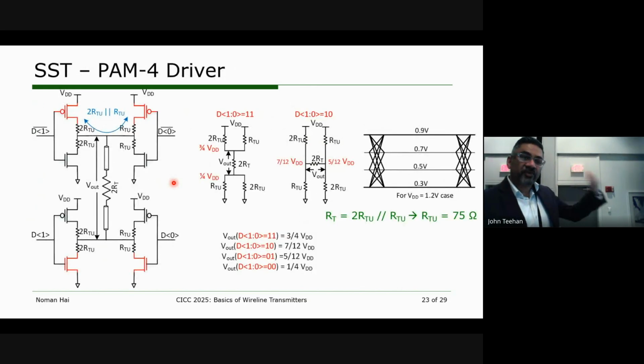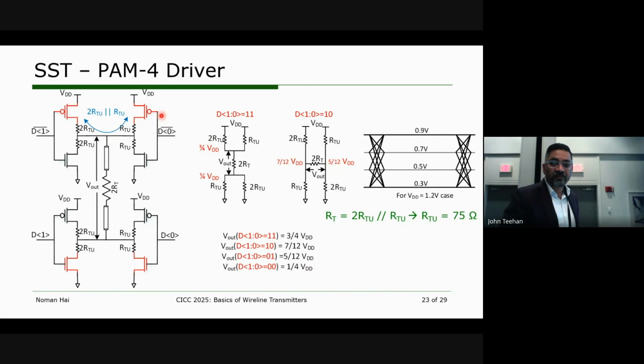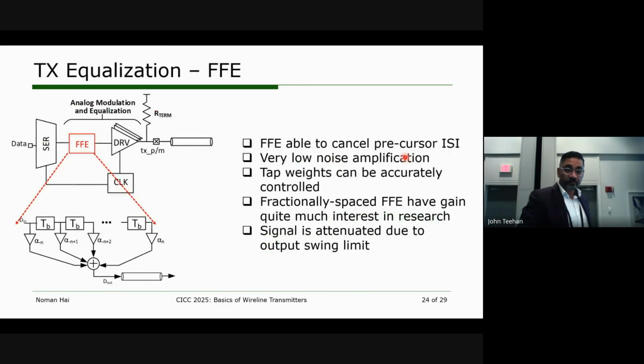Same concept, we can do it for the SST driver for the PAM4. You can see the PAM4 will have 2 different kinds of levels. Either the inputs are the same or they are different. And if you put them together, we will get different voltages. And for a VDD of 1.2 case, you can see we can get a very nice 4 levels of PAM4.